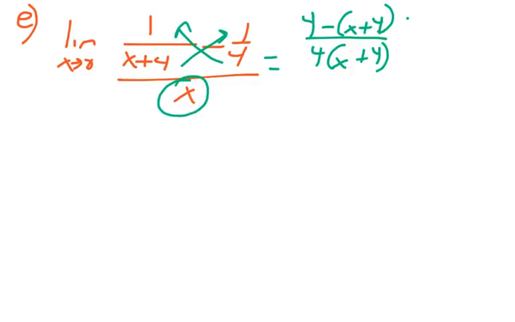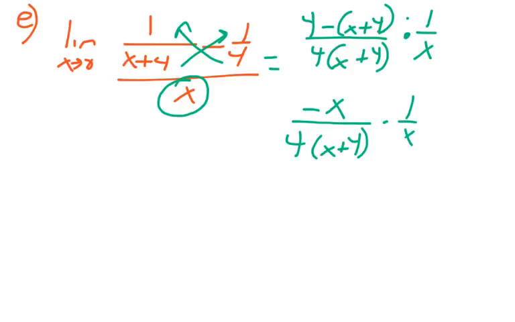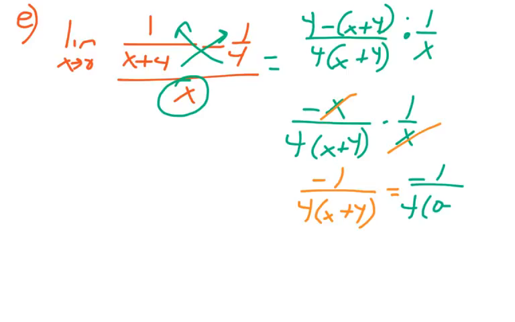Then, since we're dividing by x, that is the same thing as multiplying by 1 over x. In doing so, I wind up with negative x over 4 times x plus 4, times 1 over x. The x's cancel, and so when I finally simplify this, I got negative 1 over 4 times x plus 4. Plug in the 0, and I get negative 1 over 4 times 0 plus 4, which is negative 1 over 16.